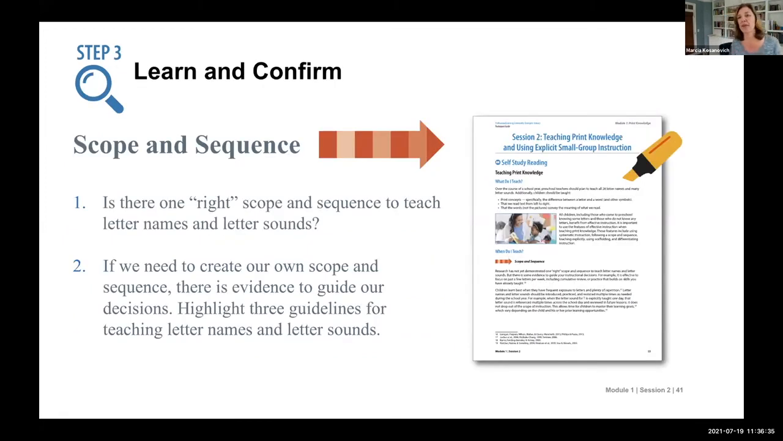This is an example of a quick 3-minute activity designed to get participants back into the self-study reading. So we will actually do this activity. So make sure you have your participant guide and turn to page 15 and 16. So your participant guide for module 1, page 15 and 16.